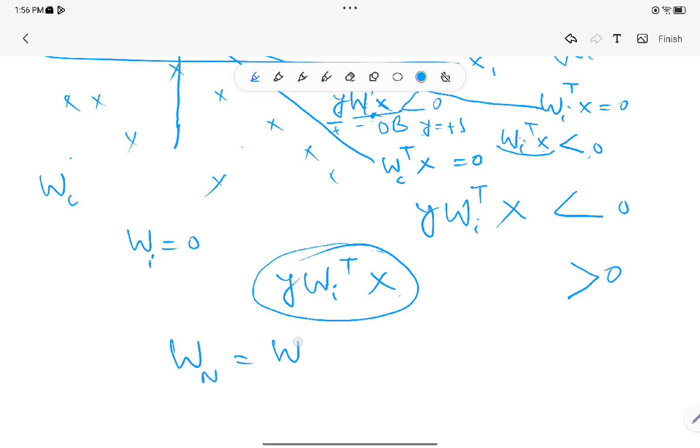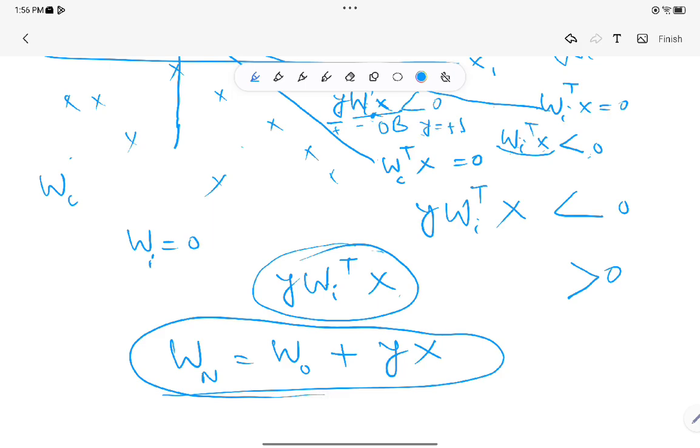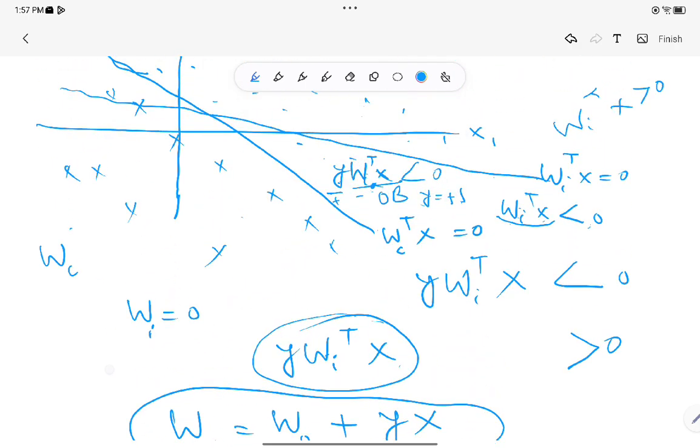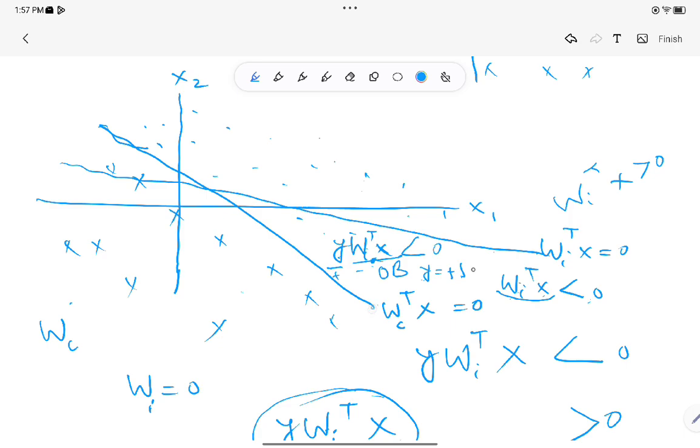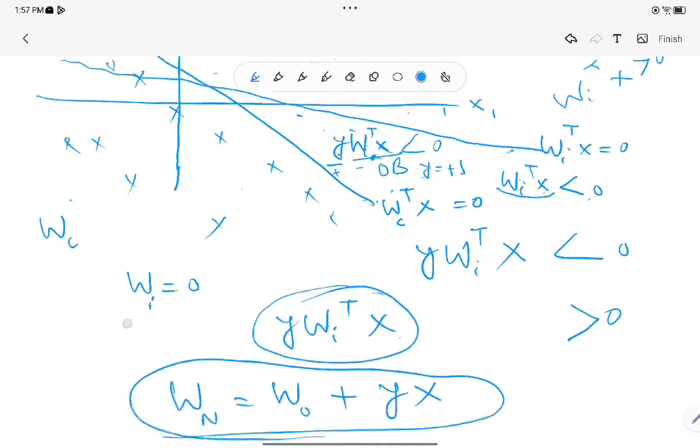Here's the method by which we may change it. Number one, w old plus y x. Why this y x? I will tell you why. Look at these two. This is incorrect and this is correct. You see, this incorrect w and this correct w are not parallel. Suppose you turn this w in such a way that it becomes parallel to this. Then at that time the incorrect will become correct. Now, how can we turn it?